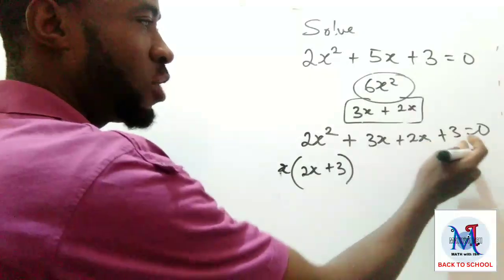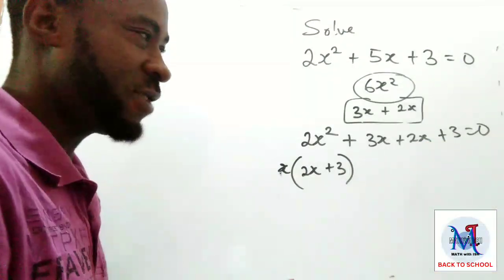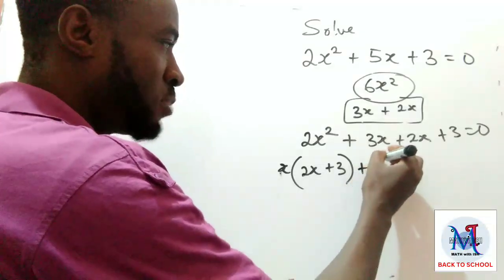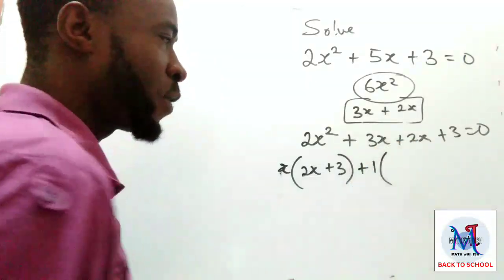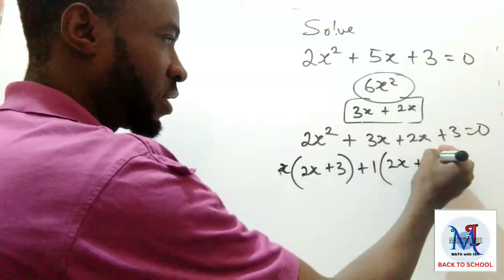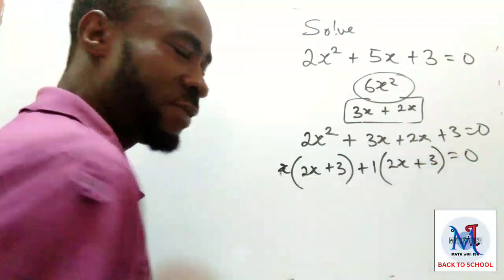Next, I check these two. What's common between these two? What can you find there? Absolutely nothing is there, but I think 1 is common. So 1 into 2x is 2x, 1 into 3 is 3, equal to 0.